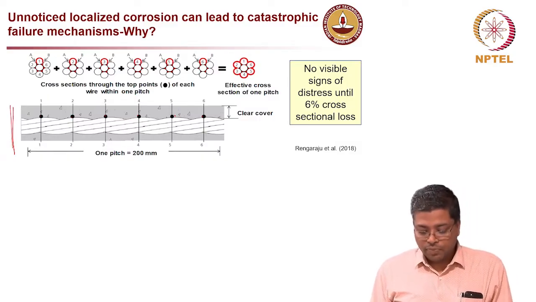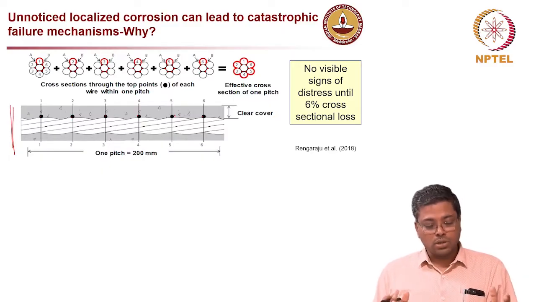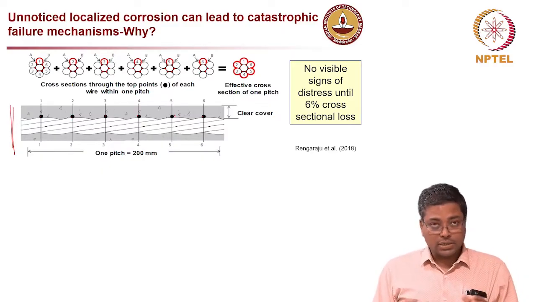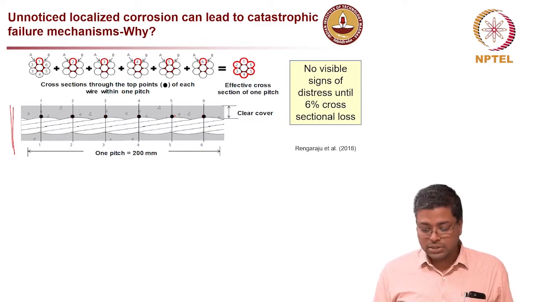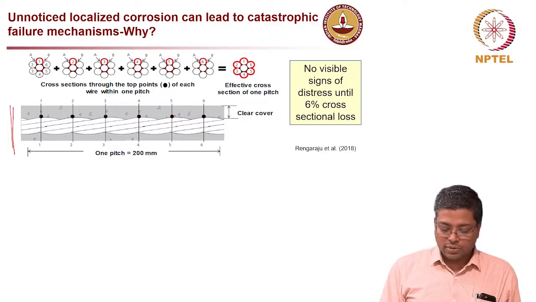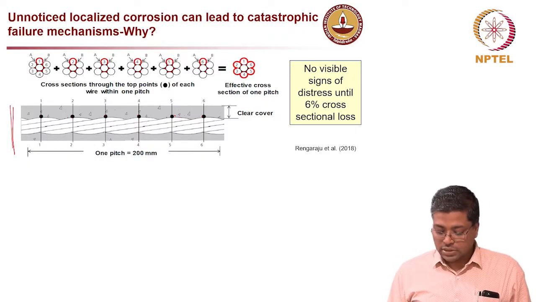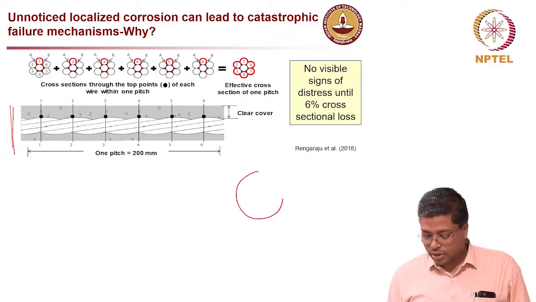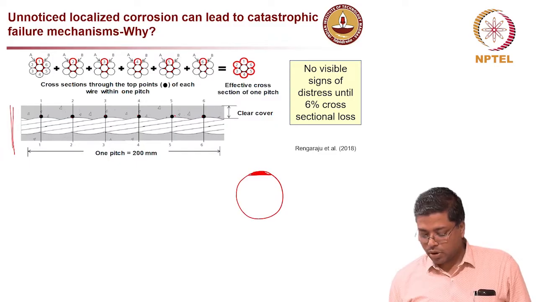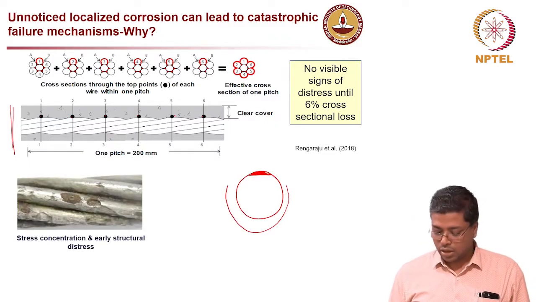So effectively, when you look at the cross-sectional loss over a pitch length, it is approximately 6 times the cross-sectional loss on one wire. So you lose significantly as compared to a rebar. In the case of a rebar, let's say you have a solid bar, only the top portion will be corroding, and this region will not actually be corroding.